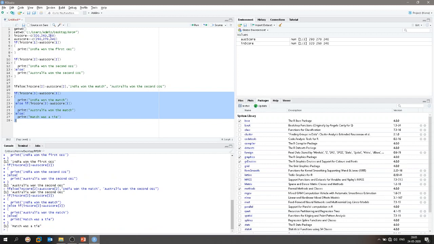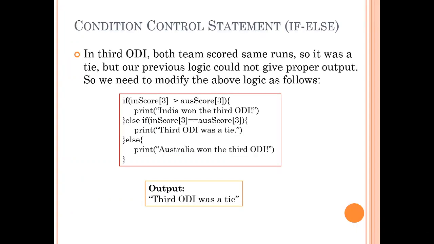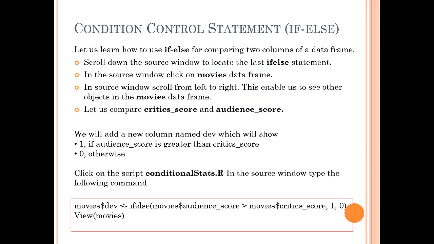This is because if you can check here, India and Australia score in third ODI was equal. And as it was equal, none of the two conditions that we have given got executed, and that's why it came to the final else and gave the result as match was a tie. So this is about if else statements and various versions of if else statements.